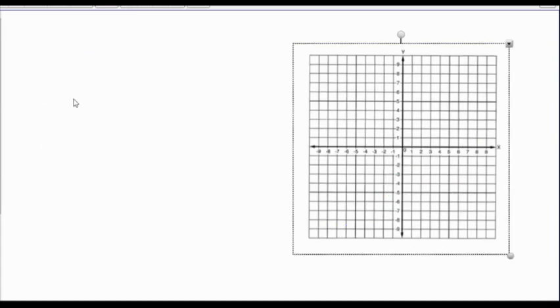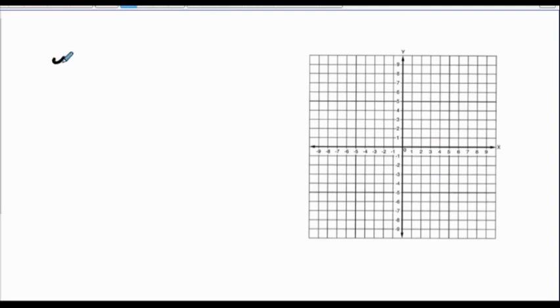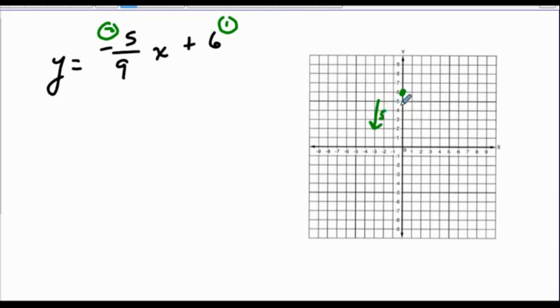Let's do another one. And this time, let's make it a hard one. How about -5 over 9x plus 6. Okay. Once again, I'm going to start here by going up to the 6, which is right there. That's my y-intercept. Second thing I'm going to do is go down 5, because that's a negative. See that negative there? So I'm going to go down 5, which puts me to there. And then I'm going to go over. Remember, we're always going to go over to the right, over 9, which is right there, and draw my line.